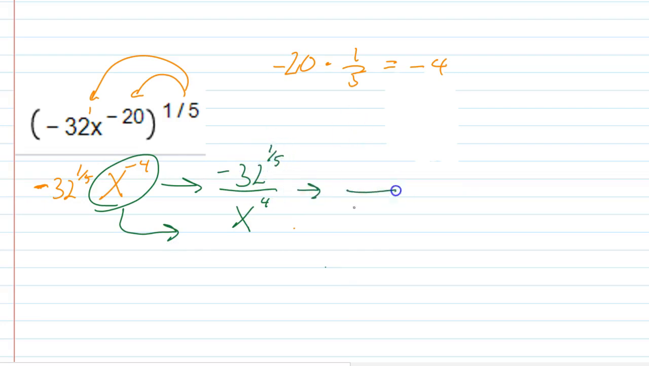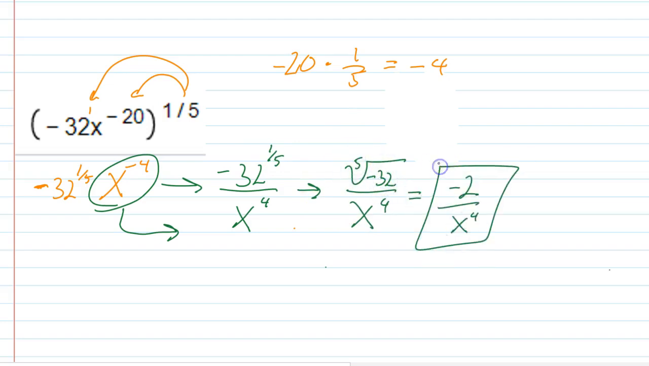Well, that gives you the 5th root of negative 32, which gives you negative 2 over x to the power of 4.